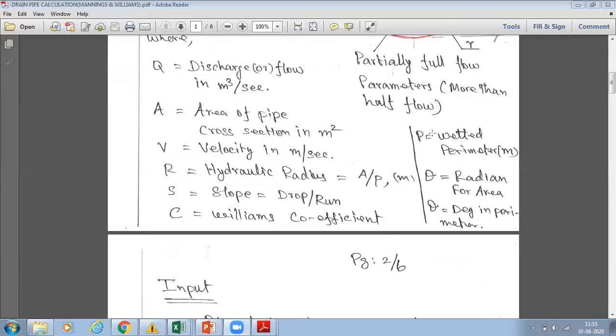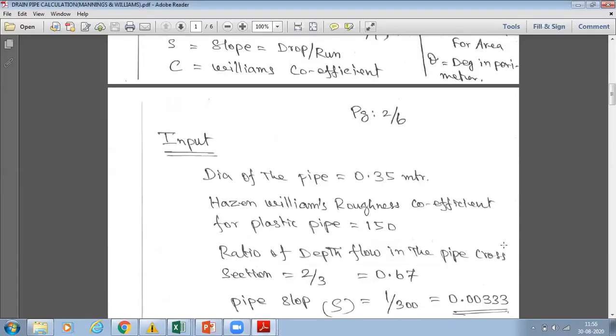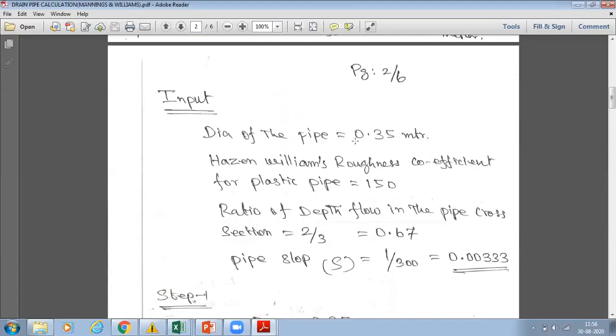So P equal to vector perimeter in meter, theta equal to radian for area. You have to convert the degree into radian, then put it into the area formula. And theta in degree for perimeter: while finding the perimeter, you have to put that theta value directly in degrees only. So now what are the inputs we are considering? Dia of the pipe equal to 350, I am considering.